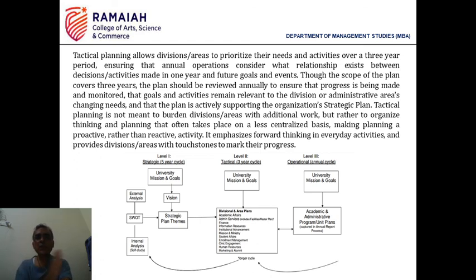If you look at the arrow marks, how it is passing, at level 2 and level 3, the divisional and area plan and the academic and administrative plan is a two-way network there. Now if you look at other areas, it's all a one-way network, right? So this is what tactical planning is.